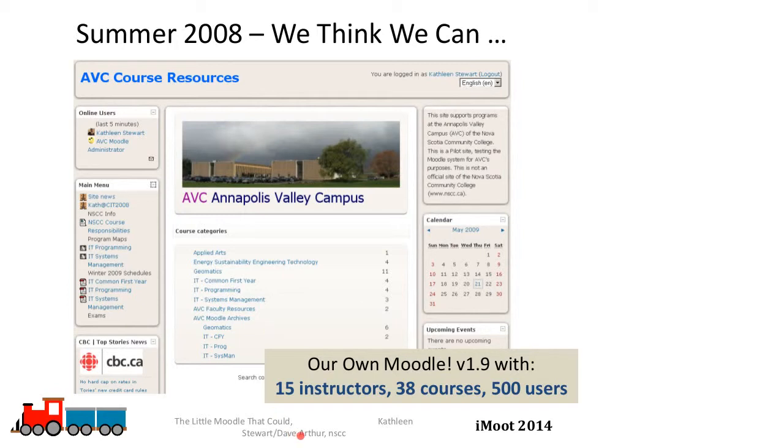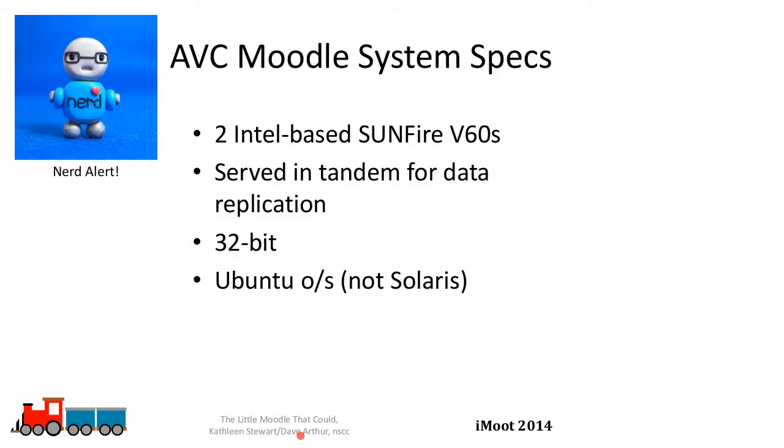So for those of you who are administrators and might be interested in this kind of thing, these are the system specifications for that original system. I can't pretend to know an awful lot about what this is, but I did ask Piotr, my colleague who set this up for me, what the system was, and he said it was 2 Intel-based Sunfire V60s that are served in tandem for data replication. It was a 32-bit system, and it had an Ubuntu operating system. So that's what we originally set up our Moodle on.